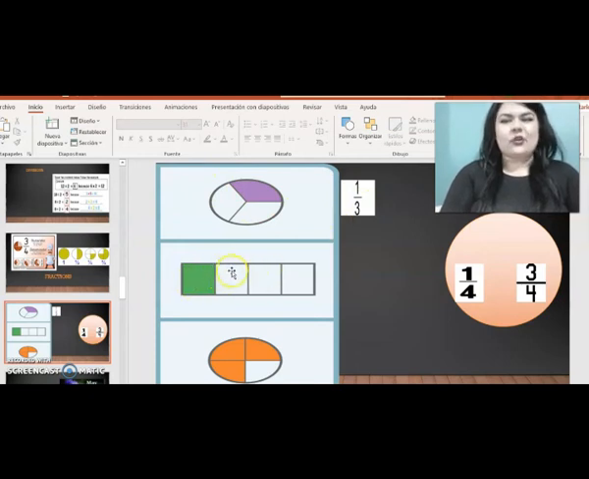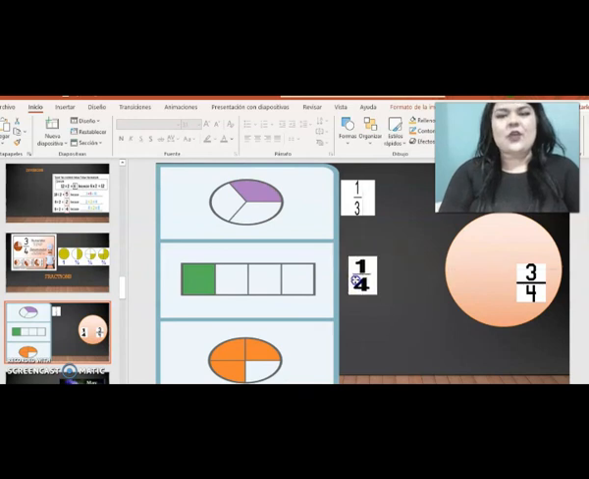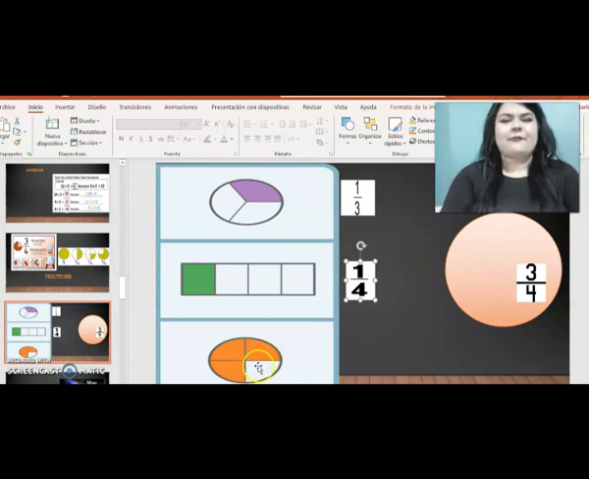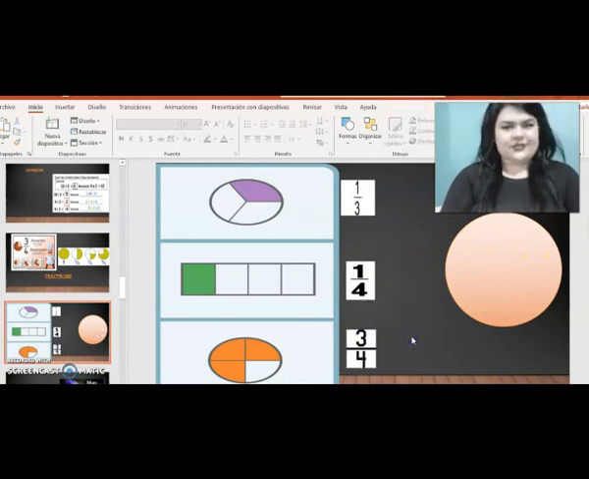The next one, the second one. Let's do it together. How many parts do I have to take from a unit, or how many parts are colored? 1. And in how many parts is a unit divided? 1, 2, 3, 4. Well, what's my fraction? Correct. It's 1/4. And the last, look, 1, 2, 3, I colored, but it's divided in 1, 2, 3, 4. It means that my fraction is 3/4.